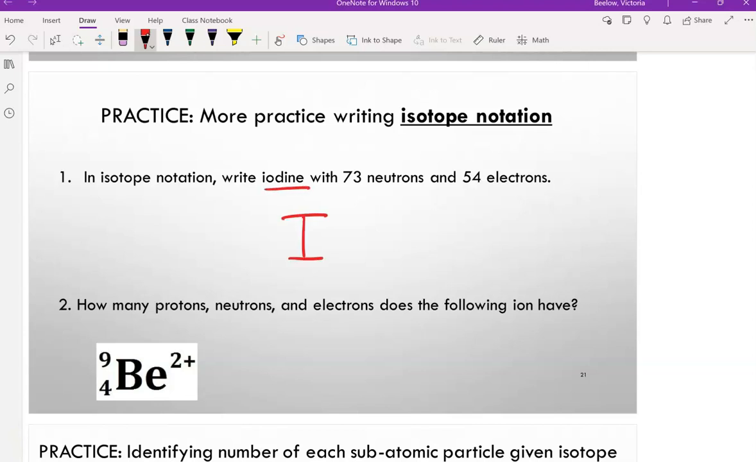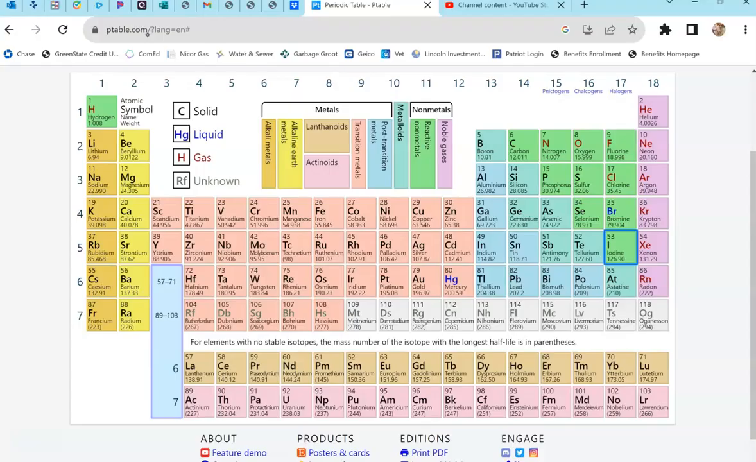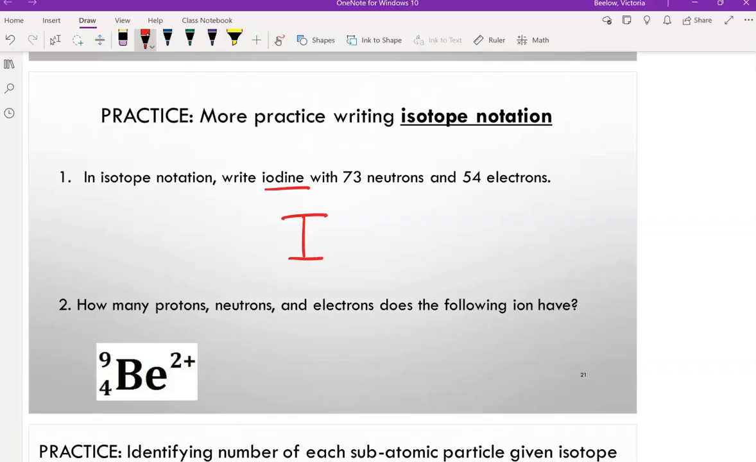So first, that's my chemical symbol. The question didn't tell me the number of protons, but that's okay because I know the identity of the element. I can find that on my periodic table, and that tells me the number of protons, which in this case is 53. That whole number, the atomic number, is going to go right here. Again, if I told you the number of protons, you can figure out the element on the periodic table. If I told you the element, then you can figure out the number of protons by looking on the periodic table.